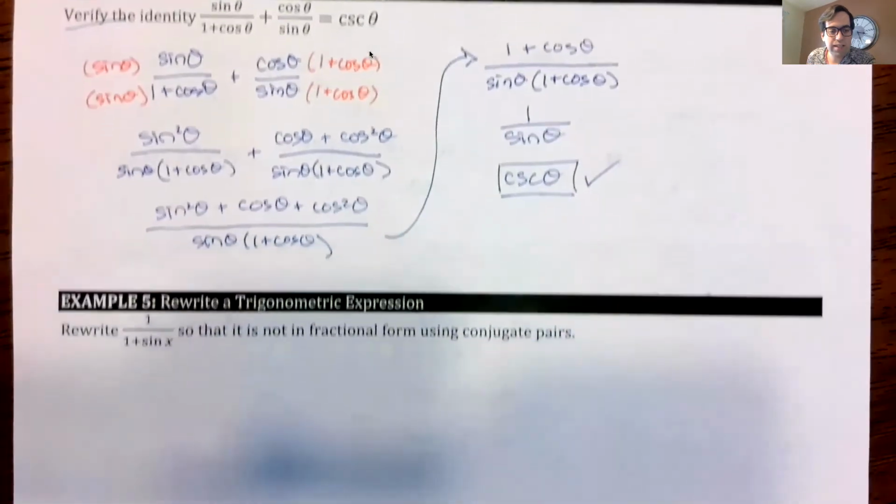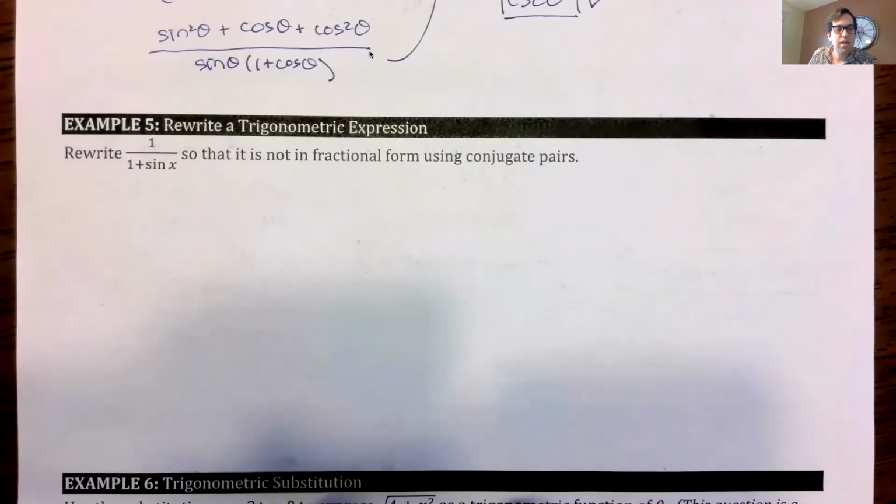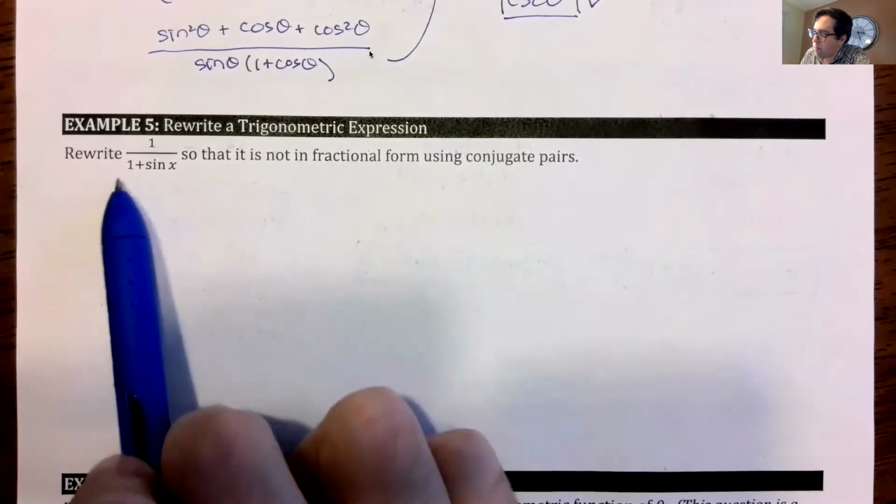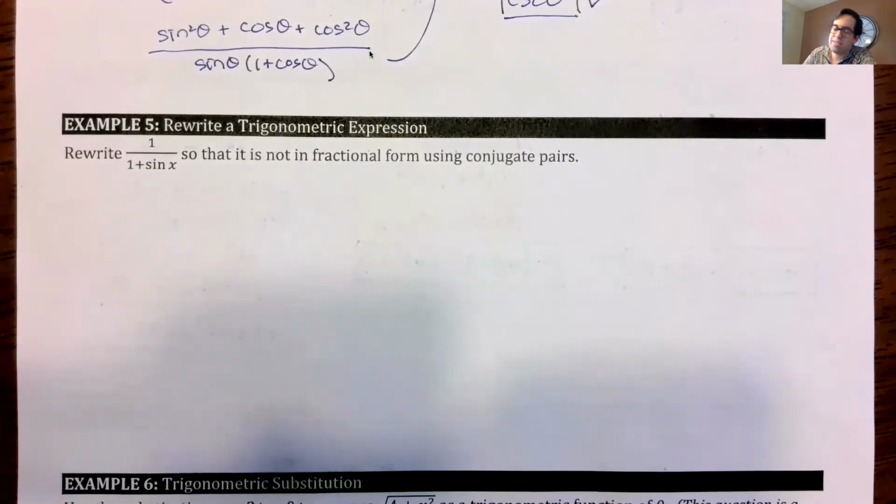Example 5, rewrite a trig expression. Rewrite 1 over 1 plus sine of x so that it is not in fractional form using conjugate pairs. So conjugate pairs work the same with trig as they did with square roots and any other time with imaginary numbers that we've used them this year. So we are going to multiply by 1 minus sine of x. So it always means the sign in the middle switches, everything else stays the same.